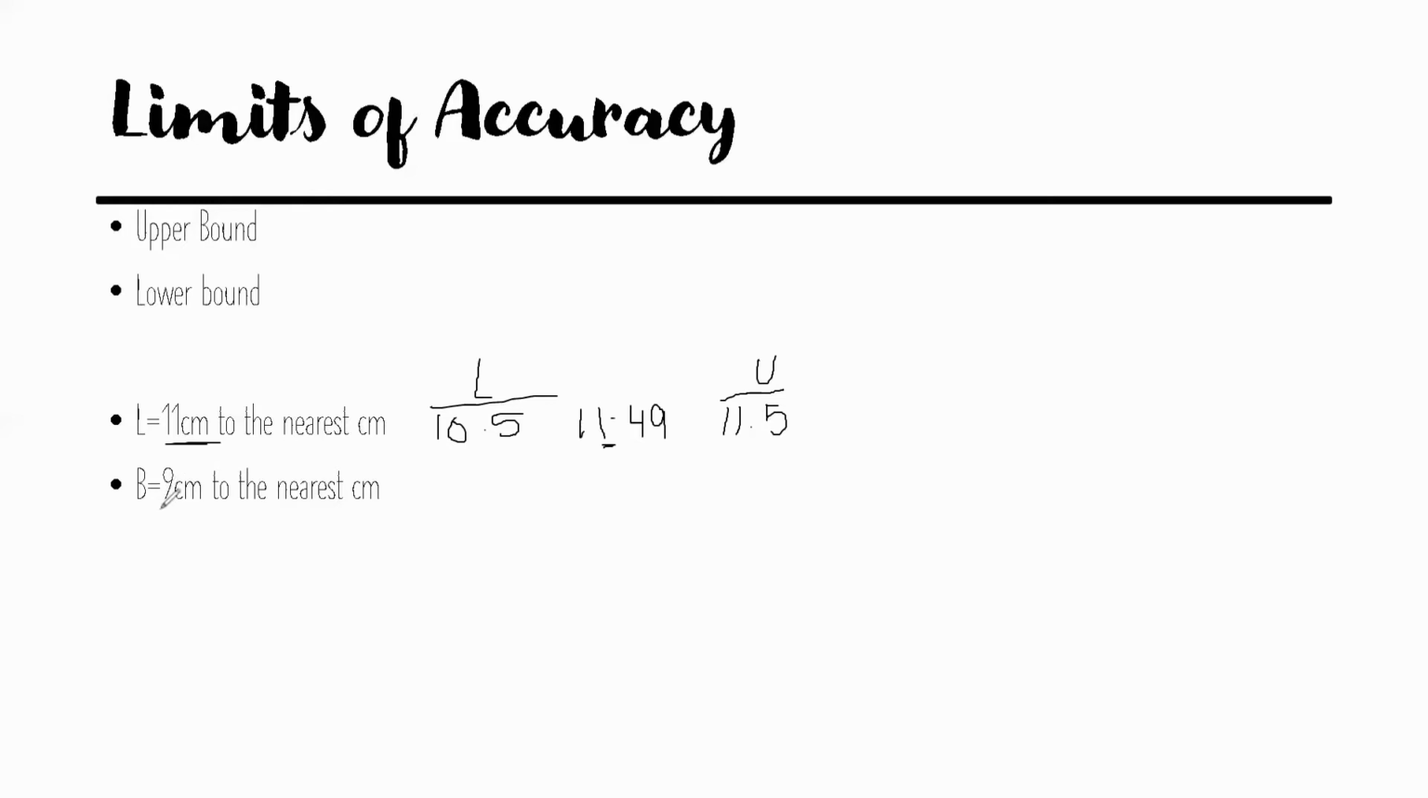Similarly for B, my lower bound will be 8.5, and my upper bound is in reality 9.49, but I'll write it as 9.5. And the simplest way is that if it's nearest centimeter, the nearest centimeter is 1 centimeter divided by 2, which is 0.5. Subtract that 0.5 from 11 to get the lower bound. So 11 minus 0.5 is 10.5, and add that 0.5 to the value to get your upper bound, that is 11.5.